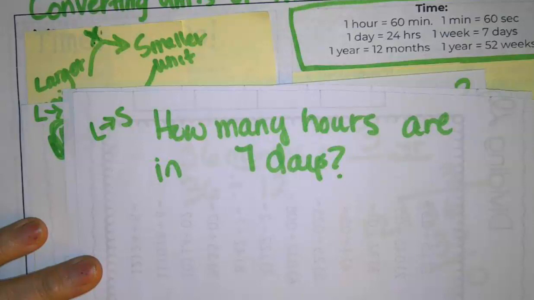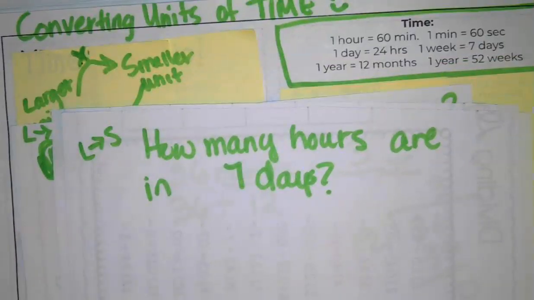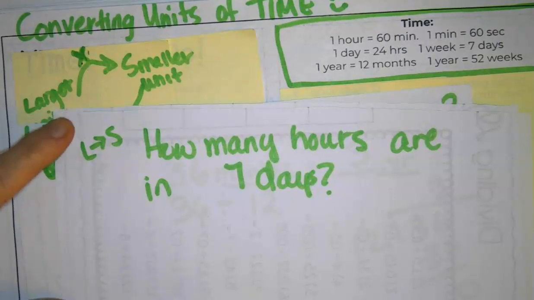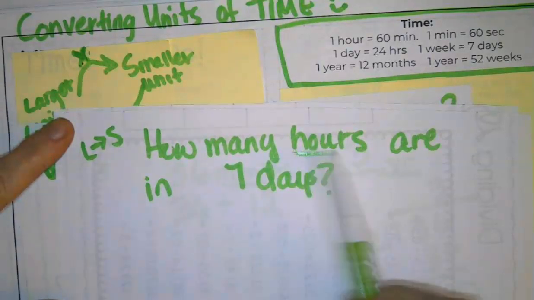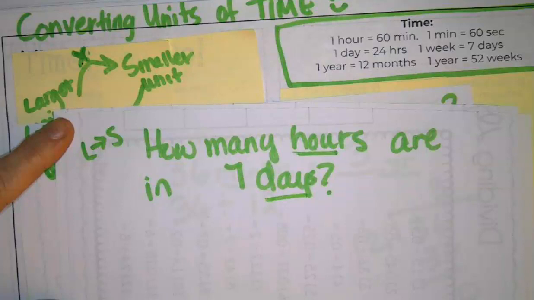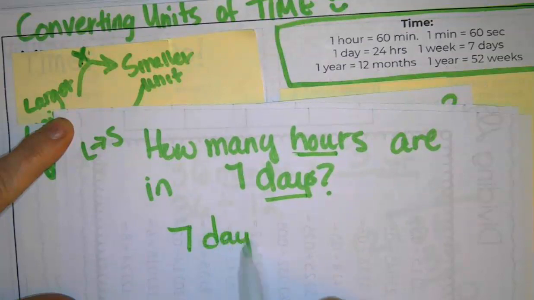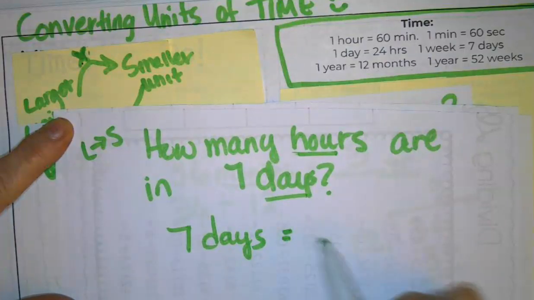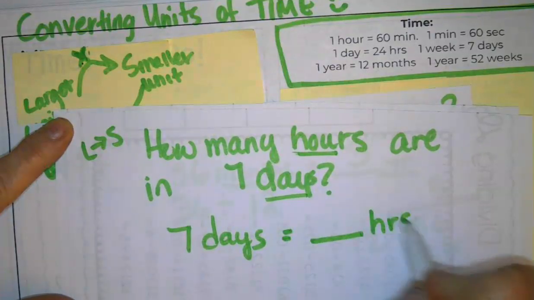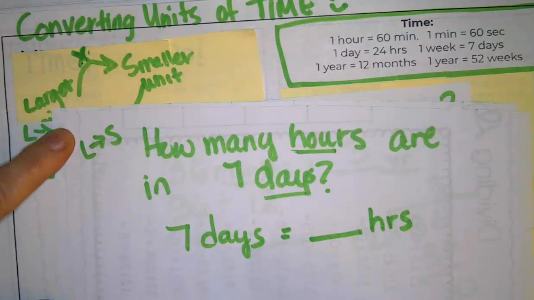All right, so let's take a look at this one. In this question, it asks how many hours are in 7 days. And when you read this, you might be thinking that I'm going from hours to days because they say that first. However, when we think about it, we are taking the 7 days and we are converting it to hours to answer the question, how many hours are in 7 days? So we are moving from a larger unit to a smaller unit. And so we're going to multiply.